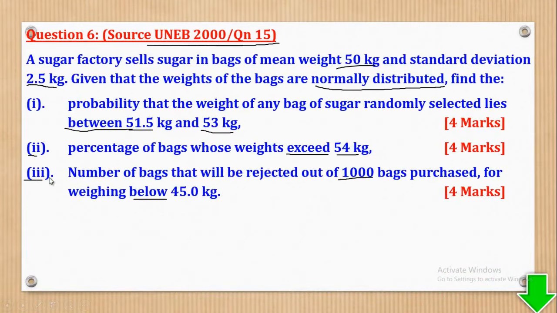Now we shall go to Roman 3. Roman 3 says, find the number of bags that will be rejected out of 1,000 purchased for weighing below 45 kilograms. So in this case, it means that we have to first get the probability of below 45 kilograms. Mathematically, that is written as x less than 45. After that, we shall multiply by the total number of bags to get the number of bags which were rejected.